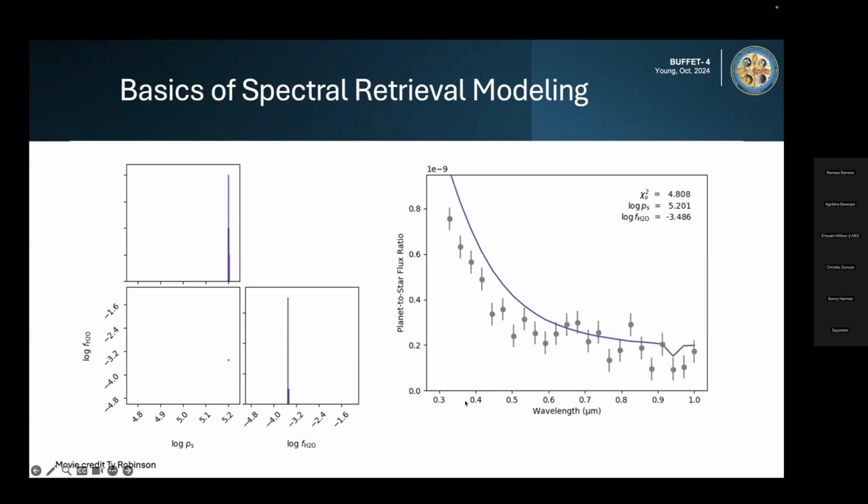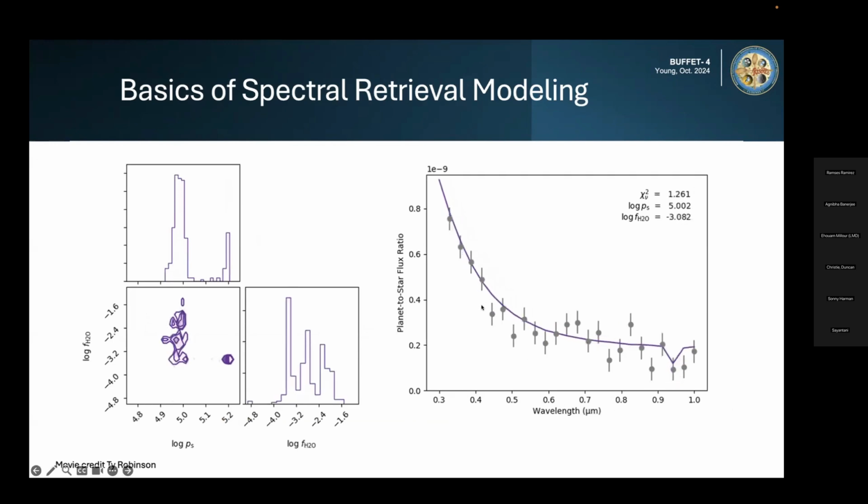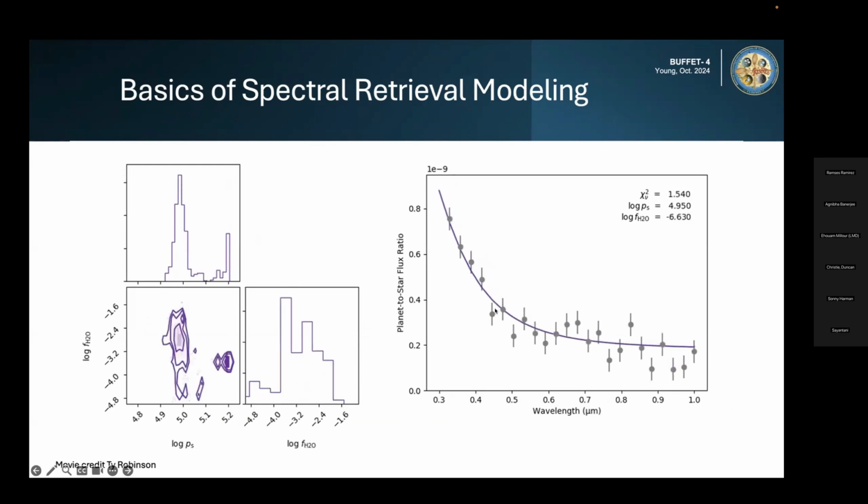And just to illustrate how the retrieval process can work in real time, again, let's assume that we have a simulated data set here, indicated by the gray points. You can see in real time how our model spectrum is trying to fit different features that correspond to the data set. In this case, we're trying to fit for a water vapor feature at around 0.95 microns. And then you can also fit for planetary parameters like pressure, using the Rayleigh scattering slope that's indicated here in the spectrum.